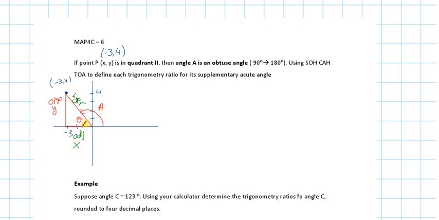So same idea. I know what my opposite is. I know what my adjacent is. I just don't know what my R is, or my hypotenuse, right? So to find R, what do we do? Pythagorean theorem. So R squared equals X squared plus Y squared.